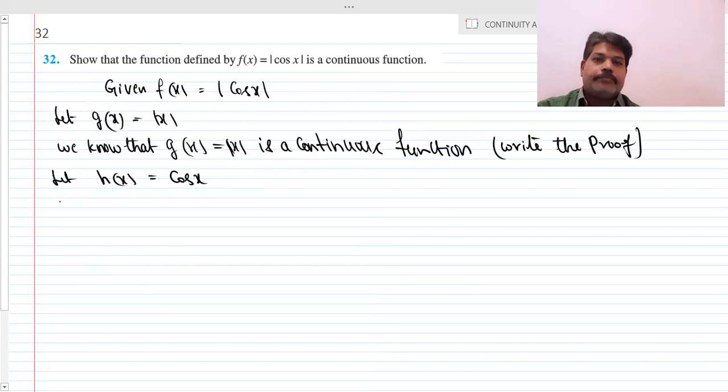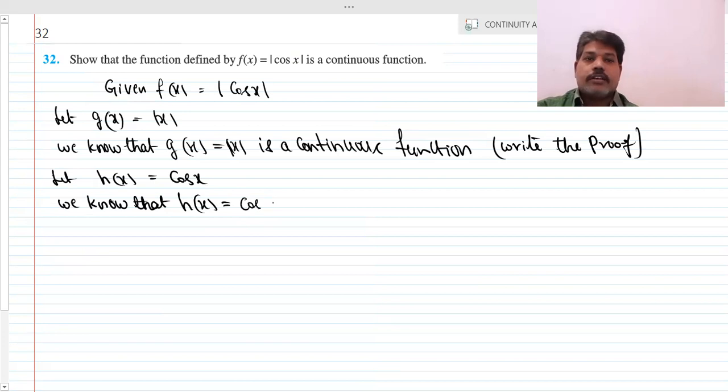So we know that h of x is equal to cos x. So cos x is a continuous function. So for this one also write the proof. Why? Because in the previous question just now we proved that. Write the proof.